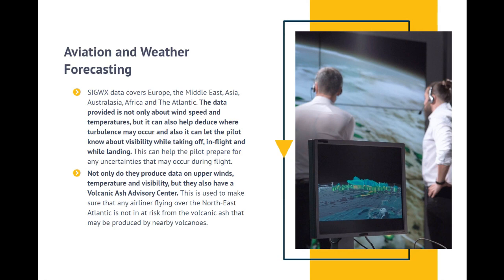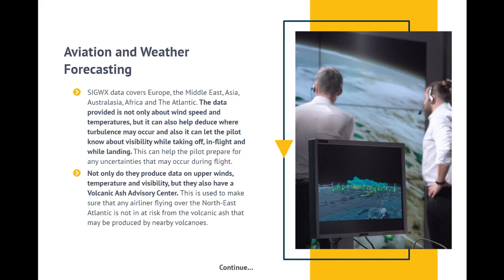The data provided is not only about wind speed and temperatures, but it can also help deduce where turbulence may occur, and it can let the pilot know about visibility while taking off, in flight and while landing. This can help the pilot prepare for any uncertainties that may occur during flight.